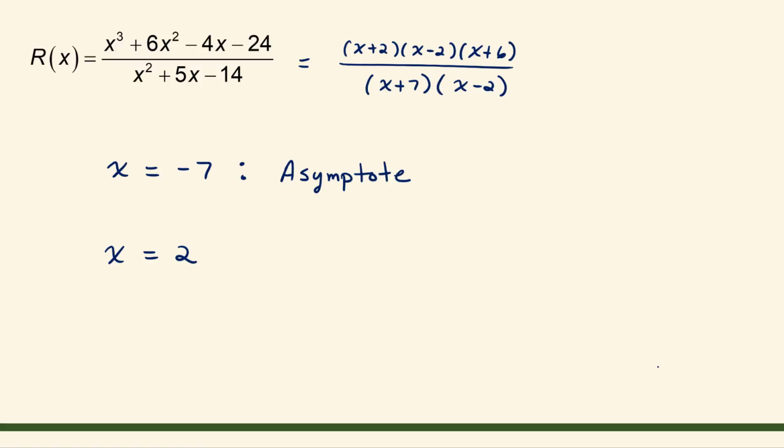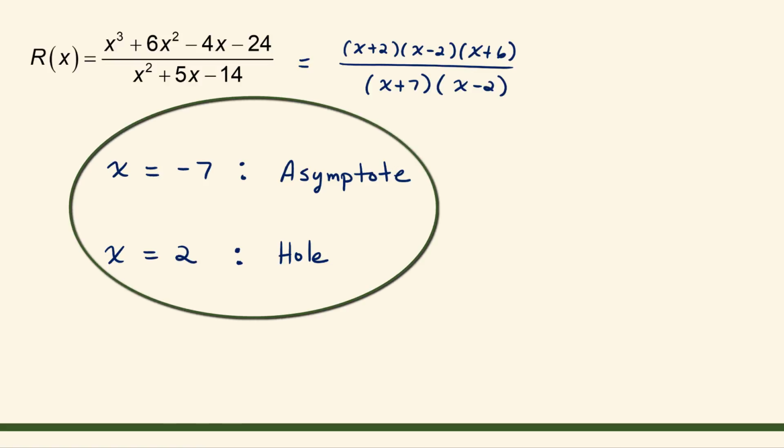Now let's look at x equals 2. Again, going back to the factored version of our rational function, we can see that the factor of x minus 2 does get divided out. We have a common factor of x minus 2 in both the numerator and the denominator of this fraction. And because of that, at x equals 2, we will have a hole in the graph. So in summary, vertical asymptote at x equals negative 7 and a hole in the graph at x equals 2.